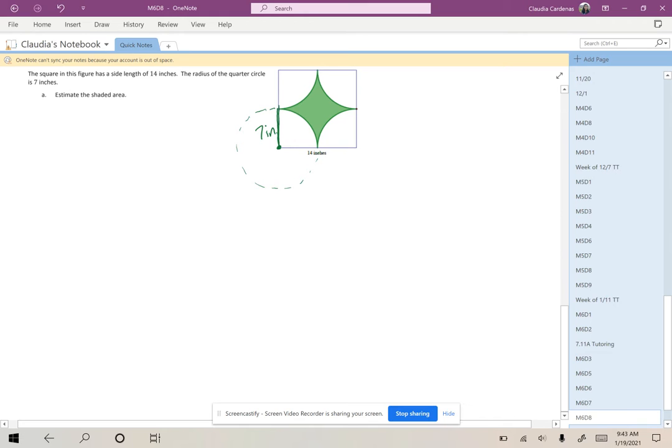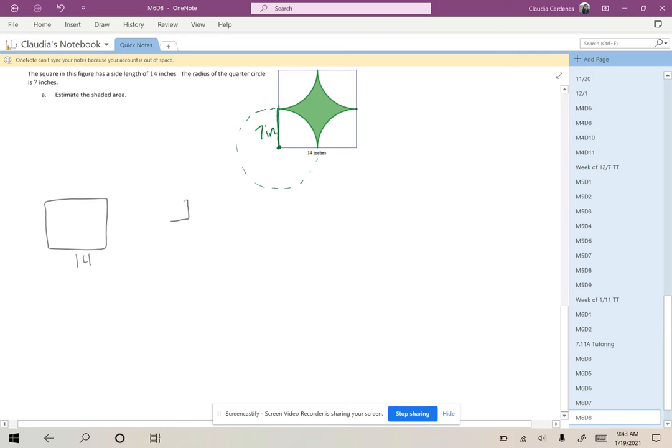Well, I remember that in order to find the shaded region, we needed to find the area of the outer shape and then subtract the area of the inner shape. Well, what is the outer shape? Well, I see that it is a square with side lengths of 14 inches. And what about the inner shape? Well, I see a bunch of petals that look like quarter circles, and because they said it in the problem itself, I know that there are 4 quarter circles.